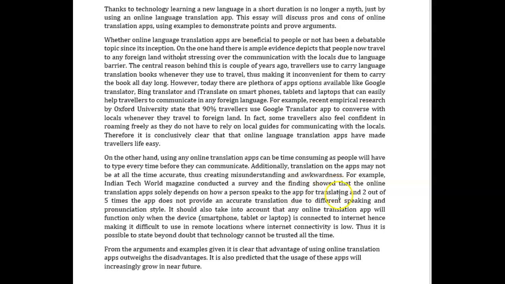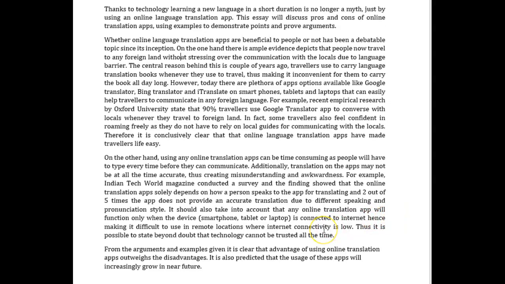I don't understand that. And 2 out of 5 times, the app does not provide an accurate translation due to different speaking and pronunciation style. Okay. It should also take into account that any online translation app will function only when the device is connected to the internet, hence making it difficult to use in remote locations where internet connectivity is low. Thus, it is possible to state beyond doubt that technology cannot be trusted all the time.